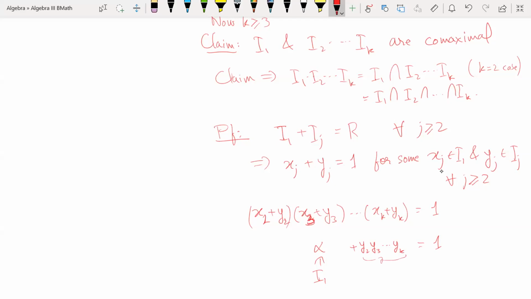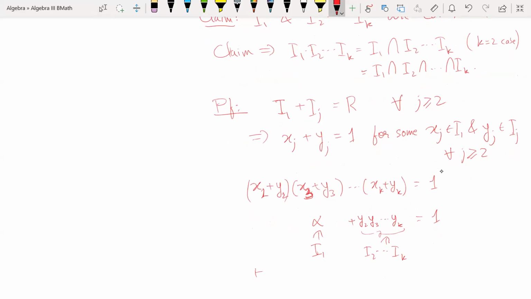And what about this? y2 is in I2, y3 is in I3, and so on, so this guy is in the product I2 to Ik. So we found one element in I1 and one element in this product such that their sum is 1. That is what co-maximal means. Hence the claim.